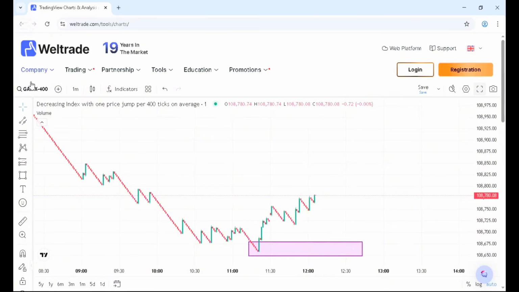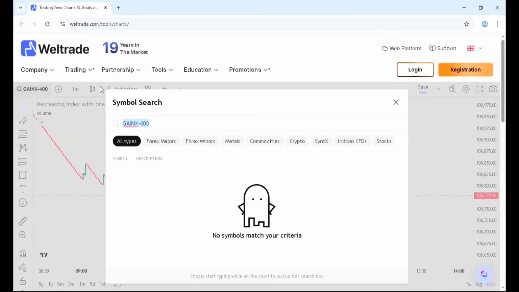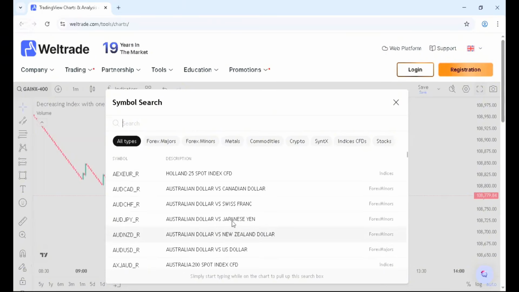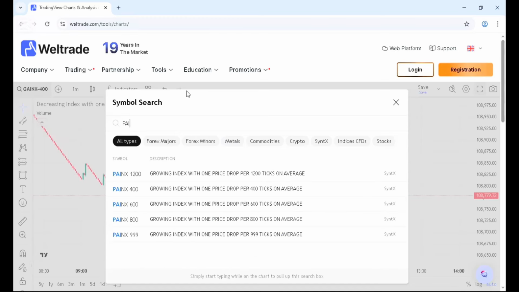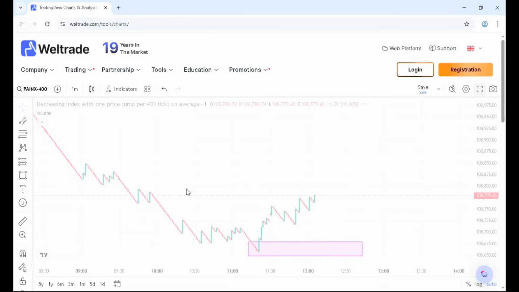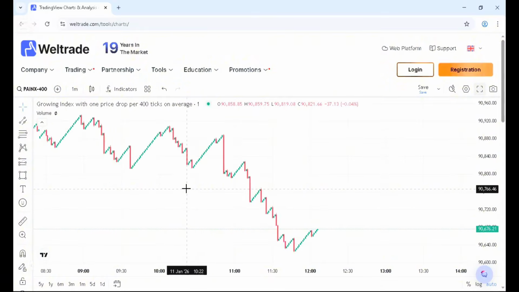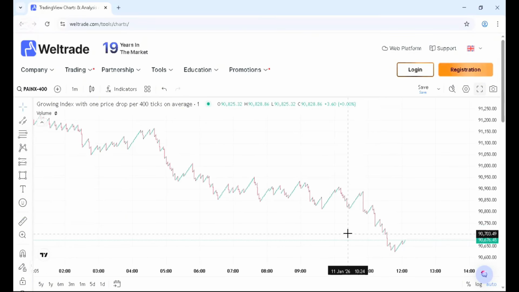So we are going to move on to another pair, which is Pain X400. You need to master all of these things, guys. I want you to try these strategies and tell me whether it works or not. So here we have Pain 400. I noticed one thing: Pain 400 is easy to trade spikes when the market is bearish.